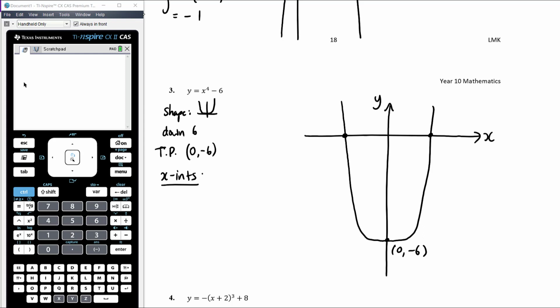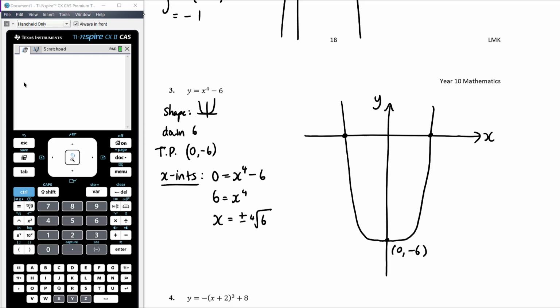So x-intercepts are found by letting y equal 0. And we can always solve these sorts of equations simply by rearranging, so doing the same thing to both sides until we get x on its own. So we're going to add 6, and then we're going to take the 4th root of 6. Or you might choose to write that as 6 to the power of a quarter, which is the same thing obviously. Now when we take an even root, sorry, my mistake, plus or minus the 4th root of 6. That's why we've got those 2 x-intercepts.